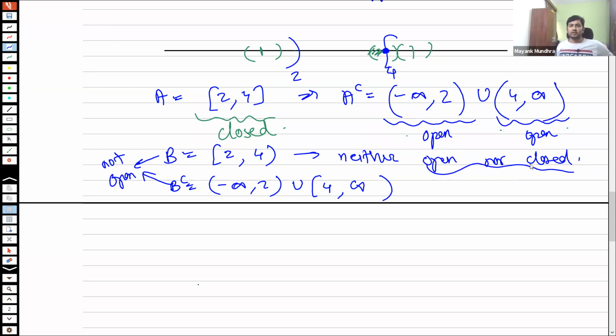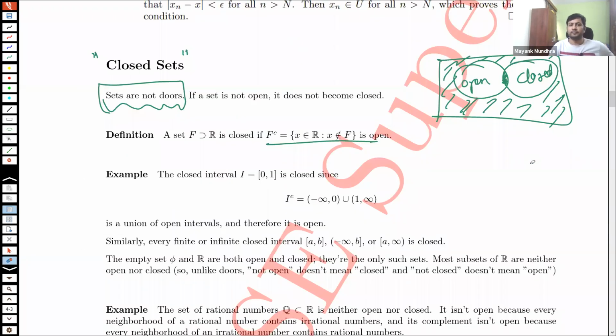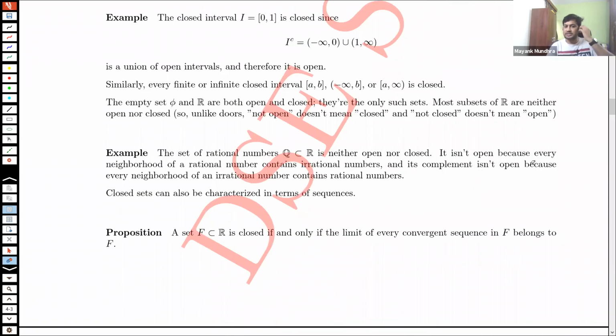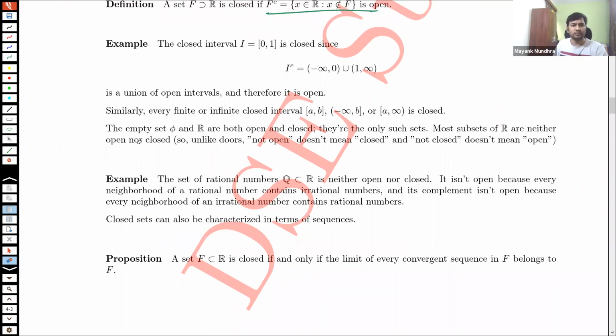So the set of rational numbers. Okay, no, wait. I have to do this first. Yeah, the empty set phi and R are both open and closed.